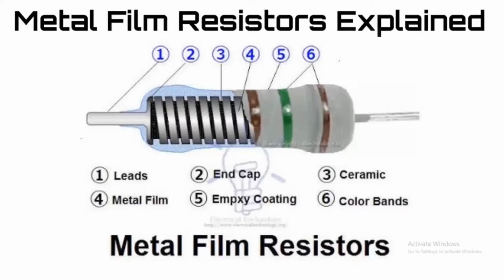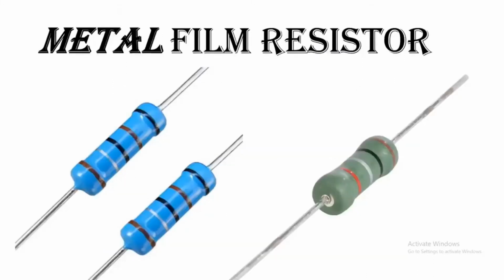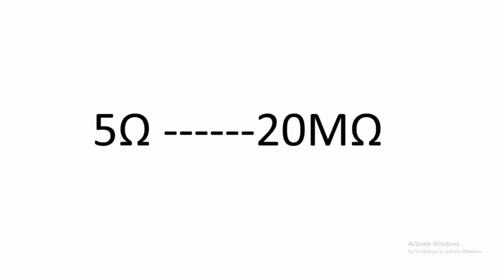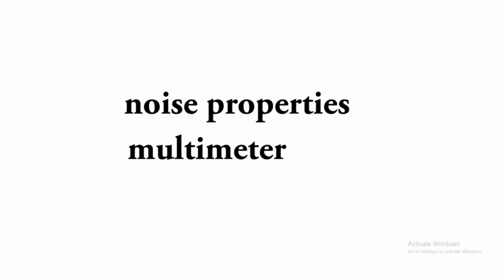So the metal film resistor is a fixed value resistor. This is a very sensitive resistor. We can use it on sensitive circuits. The range of this resistor is from 5 ohm to 20 mega ohm. We use this resistor in circuits where we need to reduce noise. It means that when we use this resistor, it will not produce noise in the circuits.